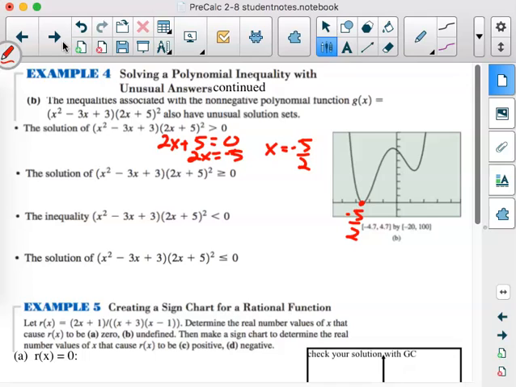is negative 5 halves. So if we want to know when is it greater than 0, that would mean we just have to leave negative 5 halves out, because everywhere else this graph is above the x-axis. So from negative infinity to that negative 5 halves, jump over that negative 5 halves, and go on to infinity.